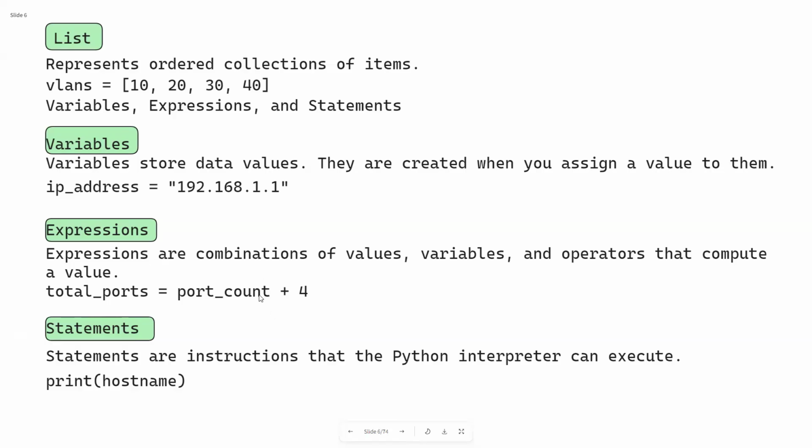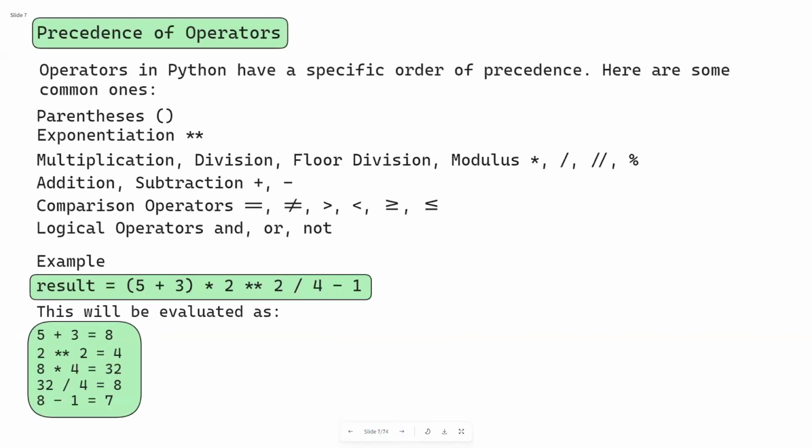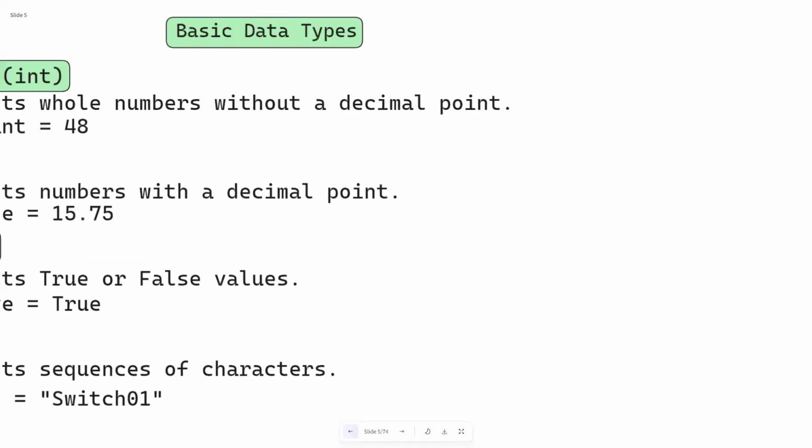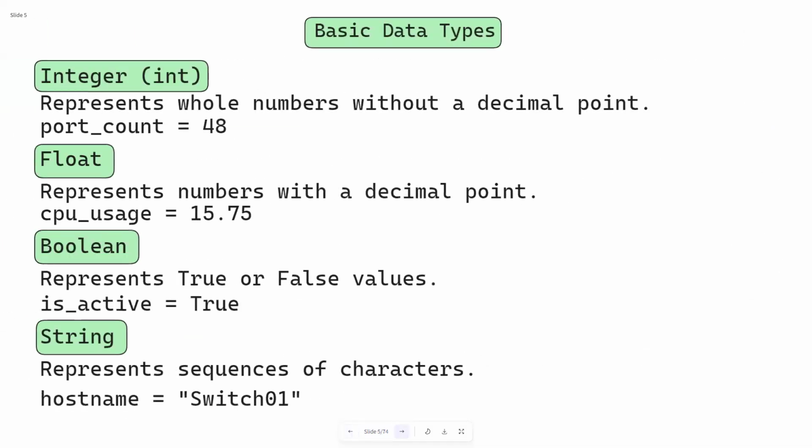This is a small example related to expression, where you are using variables, operators, and values to compute a value. Then a statement. Statements are instructions that the Python interpreter can execute. Print hostname: when we are using print hostname, this is nothing but the statement that we are printing. So you can just see slide number 5 and slide number 6.